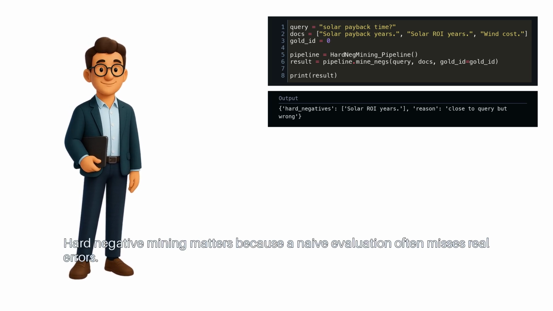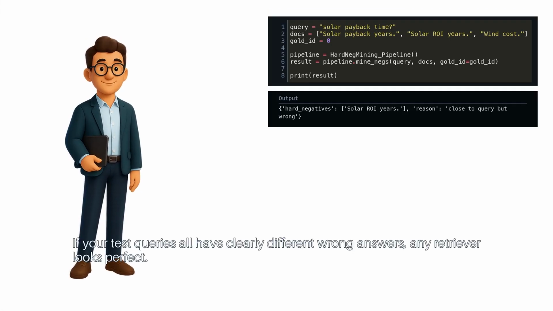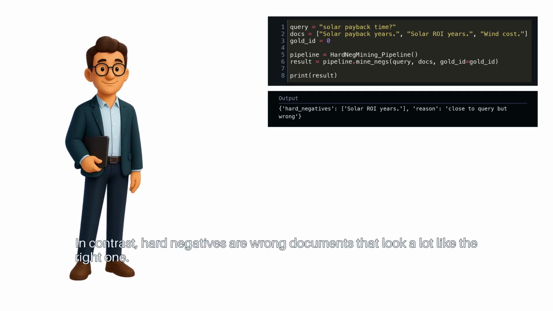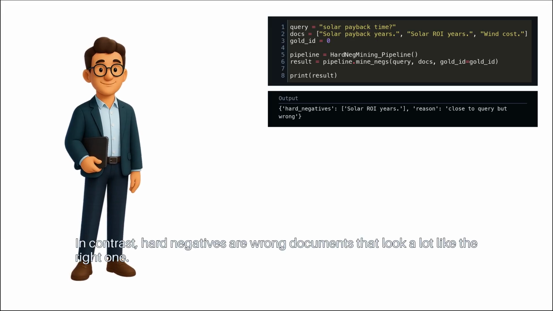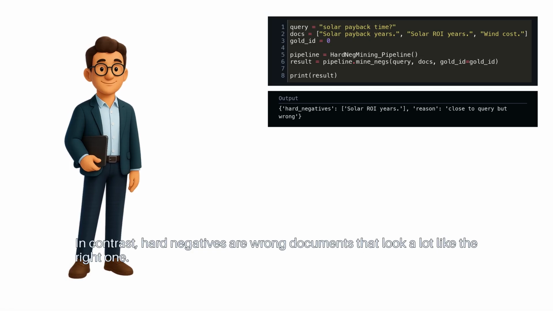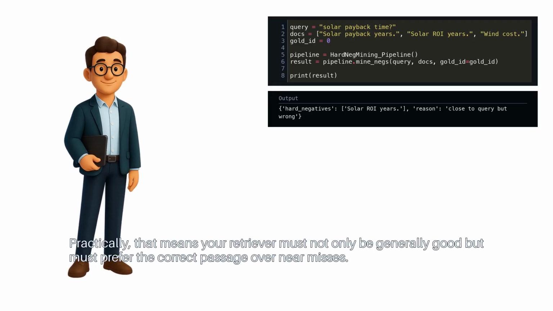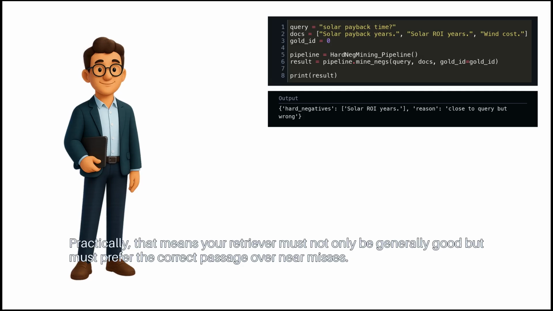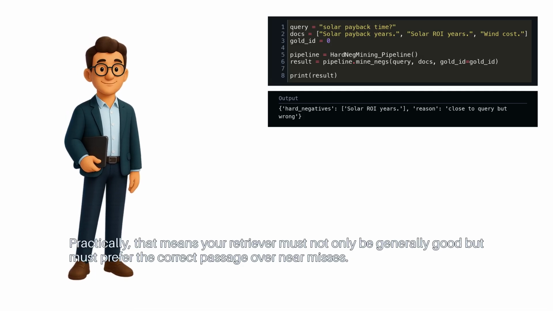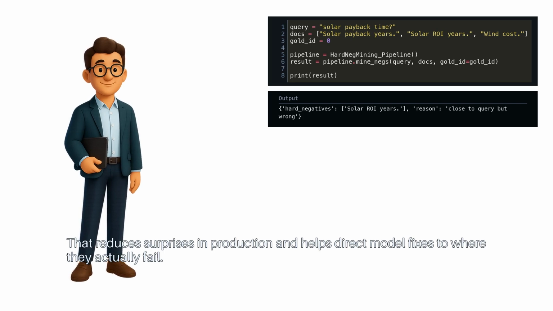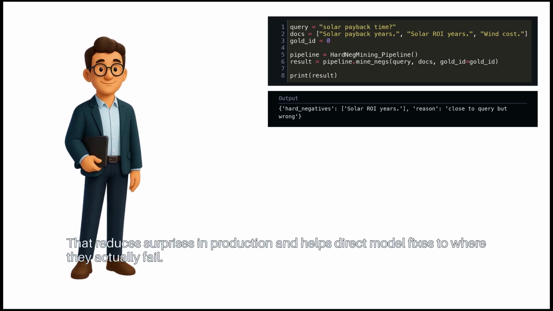Hard negative mining matters because a naive evaluation often misses real errors. If your test queries all have clearly different wrong answers, any retriever looks perfect. In contrast, hard negatives are wrong documents that look a lot like the right one. They reveal ranking weaknesses earlier. Practically, that means your retriever must not only be generally good, but must prefer the correct passage over near misses. That reduces surprises in production and helps direct model fixes to where they actually fail.